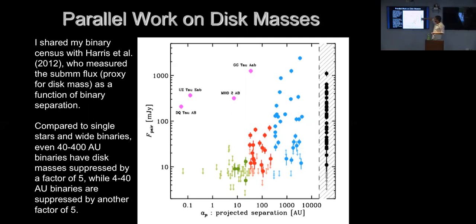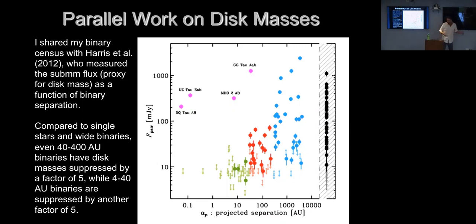Basically, the singles have this distribution. Outside of a few hundred AU, it's indistinguishable. So you have as much mass budget to make planets in these wide systems as you do in the singles. If you go inside of a few hundred AU, at 50 to 500 AU, it looks like you suppress this whole distribution downward by about a factor of 5. And then go inside of 50 AU, and you suppress it downward by another factor of 5. So you have 25 times-ish less mass in here than you do for single stars or wide binaries.